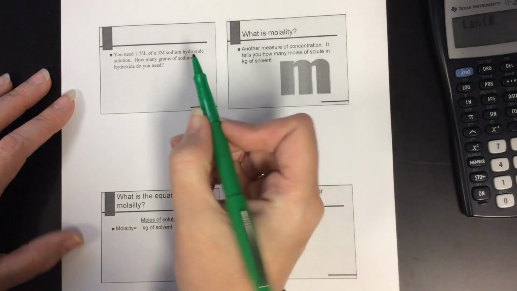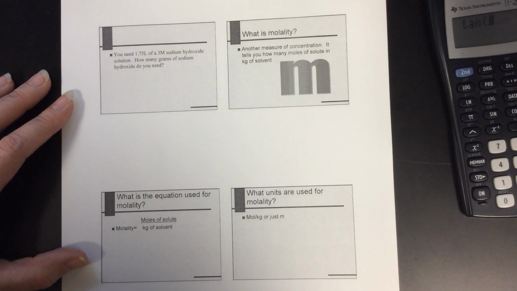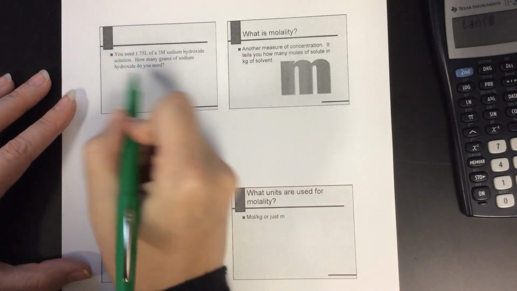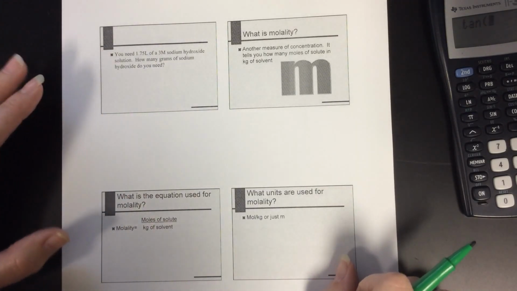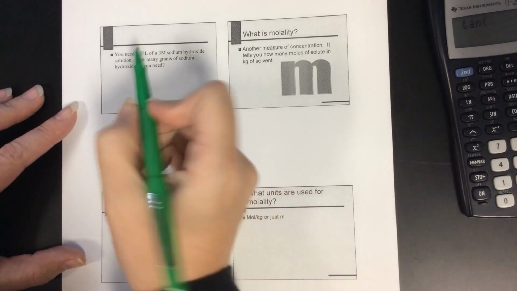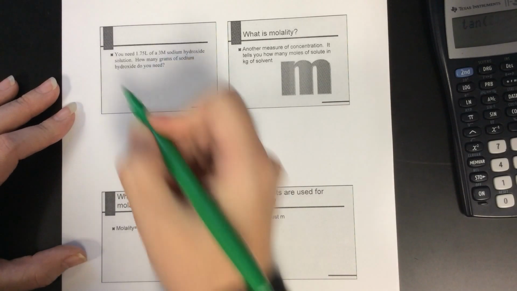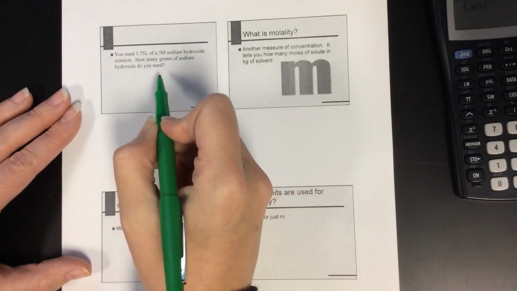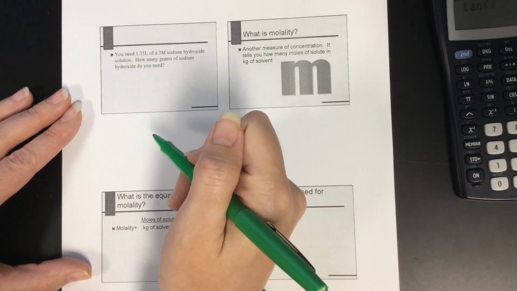So if we look at the second practice problem, it says that we need 1.75 liters of a 3 molar sodium hydroxide solution. How many grams of sodium hydroxide do you need? This is most similar to what I do whenever I'm preparing the solutions that we use in chemistry lab. I know mathematically I need 1.75 liters in order for everybody to do the lab. It needs to be a 3 molar solution in order to react properly. So I'll need to figure out how many grams of sodium hydroxide I need to add to the water in order to make the solution.